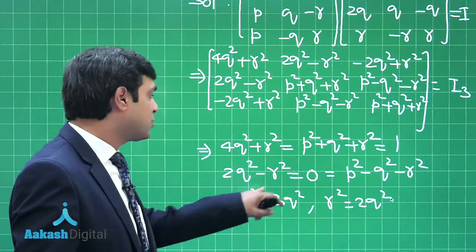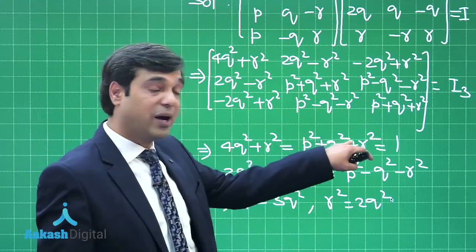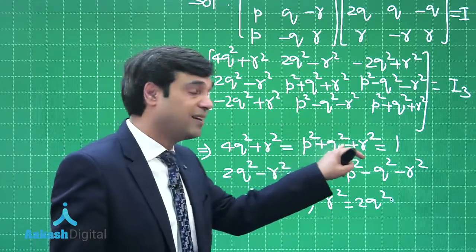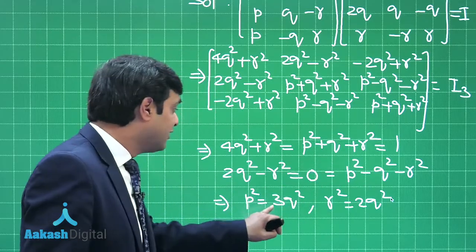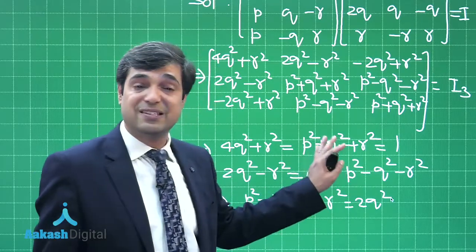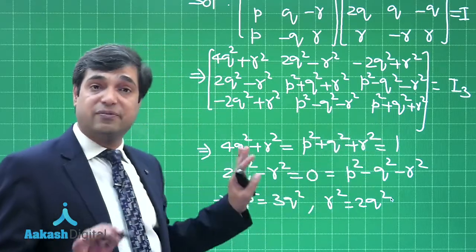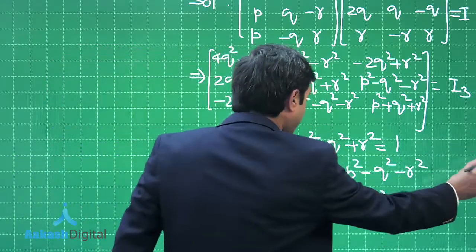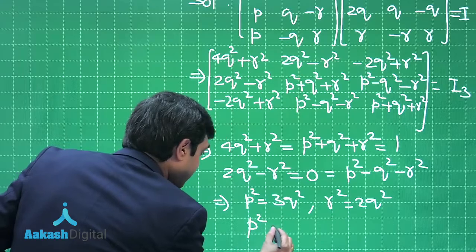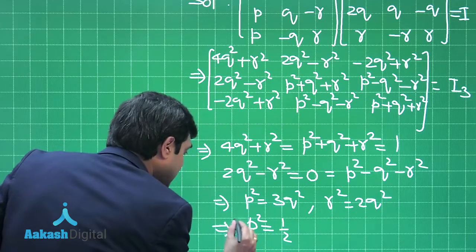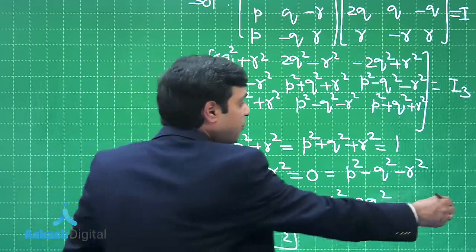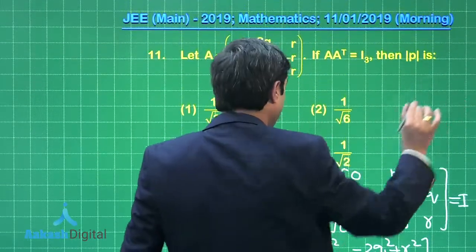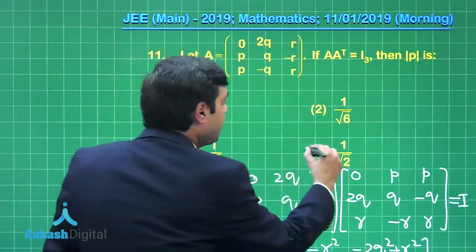Now, put p square as 3q square, r square as 2q square over here, you get the value for q square. What is that? 3 plus 2 plus 1, 6, q square is 1, q square is 1 by 6. Put the value back to get p square as 1 by 2. So, p square is obtained as 1 by 2. Question is find mod p. So, mod p is simply 1 by root 2.